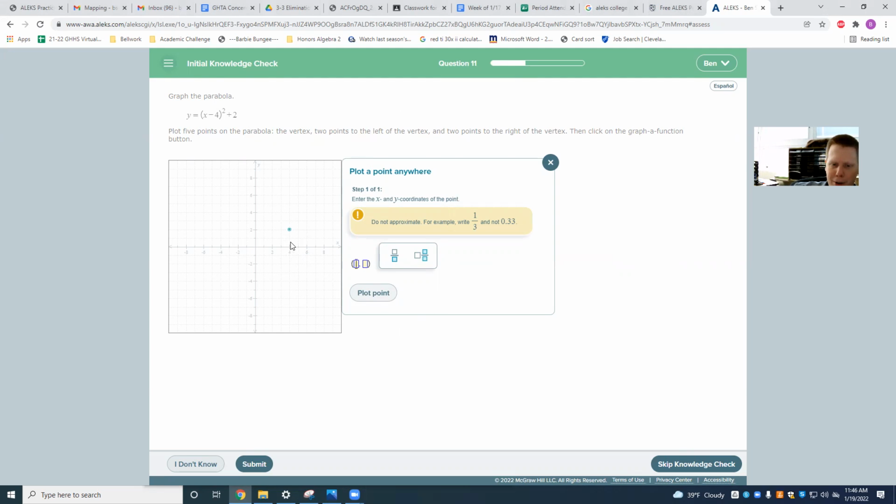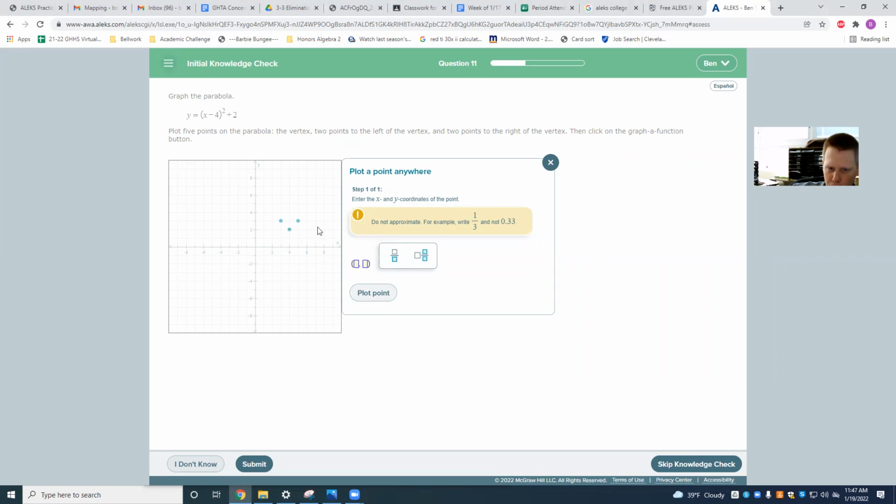Or not -3. Sorry, I'm doing this on the fly, but +3. So 3 minus 4 would be -1. -1 squared would be +1, plus 2 would be 3. So 1 point would be 3. And it makes sense, it is making that shape. If you remember, there's symmetry. So for example, I know 5, 3 is going to be a point.